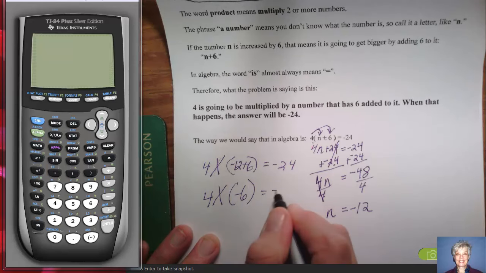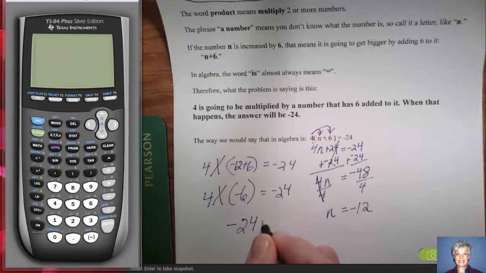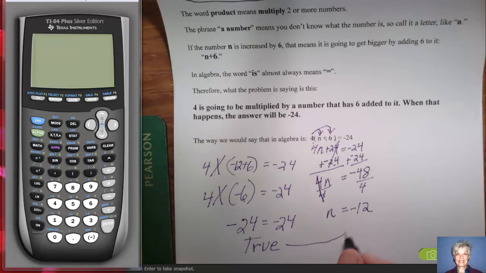Does that equal negative 24? You bet it does. Positive 4 times negative 6 is negative 24. So negative 24 equals negative 24 is a true statement. And this true means that the answer I got for n, negative 12, is the answer.